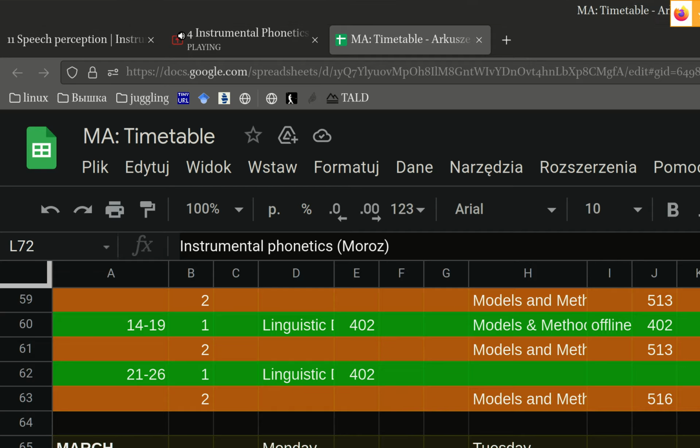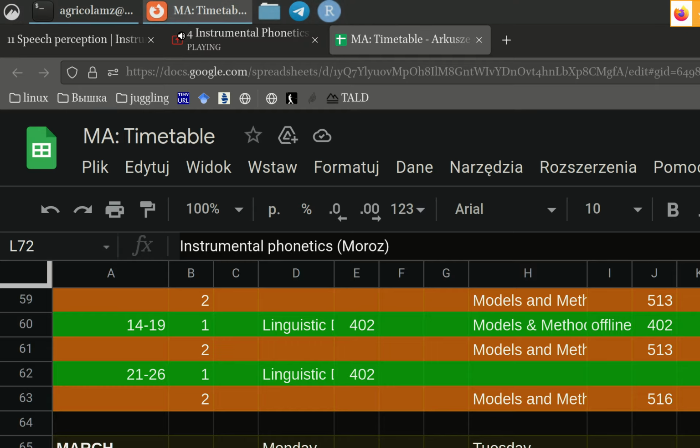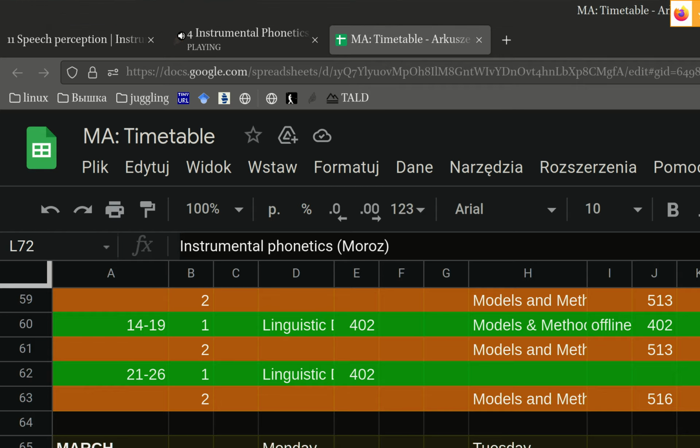But for some reason we have instrumental phonetics on today. Sounds reasonable. Okay, so this is our last lecture. Yes, and I think the next will be the exam. I don't have any strict schedule for this, but I can say what will be in this exam.